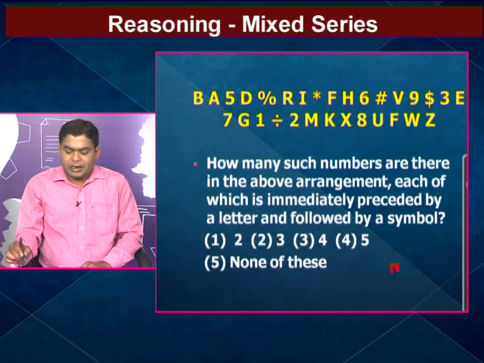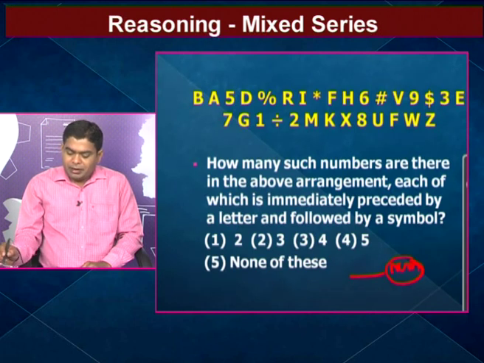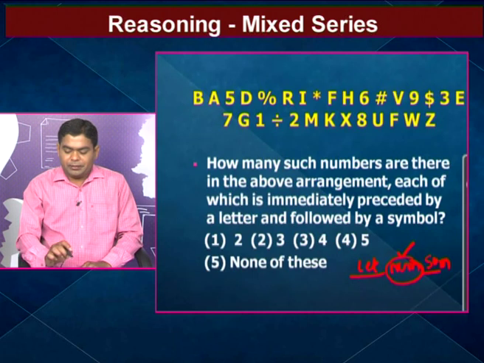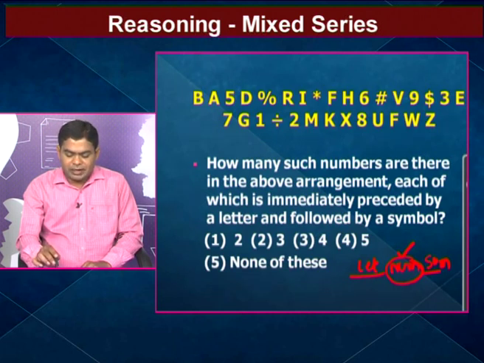Here the left side must be a letter, and the right side must be a symbol. So we go to the number and verify the left side must be a letter, and the right side must be a symbol. Here the fifth number is there, but that one does not satisfy the given condition.